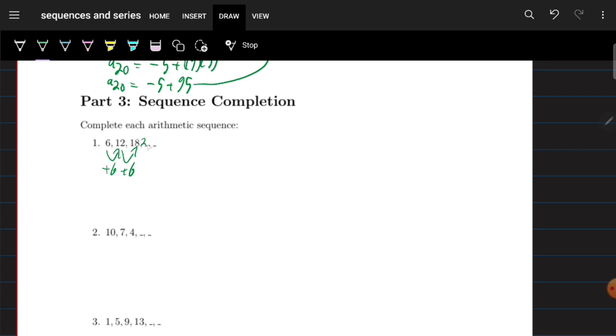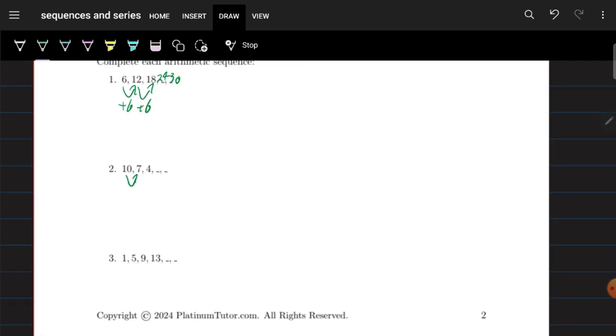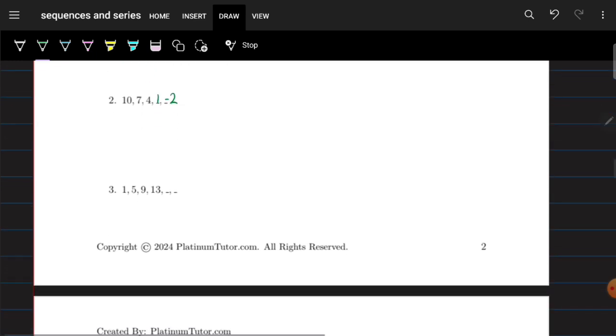I'll write the terms here. 24, and 24 plus 6, that's going to give us 30. So 24 and 30 are the next two terms. What about this one? Well, we're going down by 3's here, so this should be 1, and this should be negative 2. Okay, next one, we're going up by 4's, so the next term here is 13 plus 4, 17, and 17 plus 4, 21.